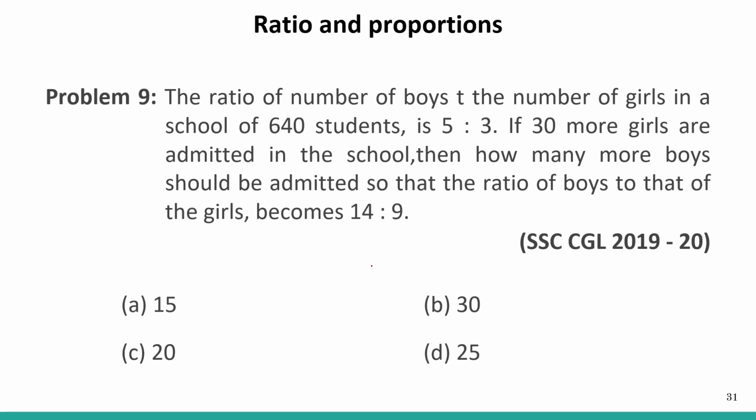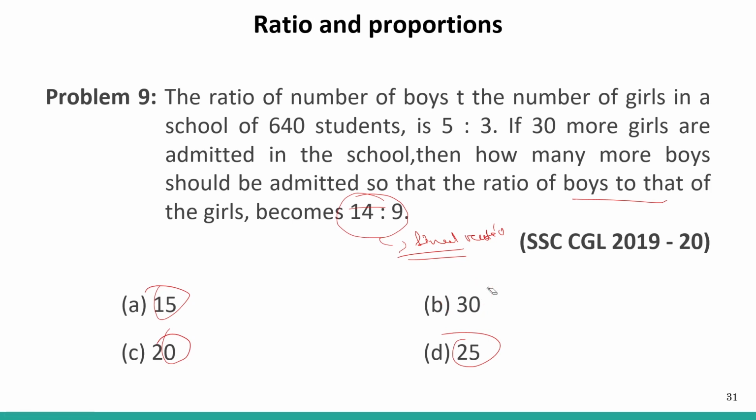The ratio of the number of boys to the number of girls in a school with 640 students is 5 is to 3. If 30 more girls are admitted to the school, then how many more boys should be admitted so that the ratio of the boys to that of the girls becomes 14 is to 9? This is the final ratio that we actually want. So is it 15, 20, 30 or 25?